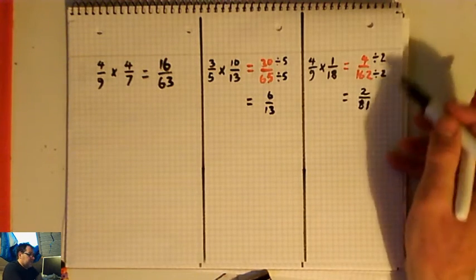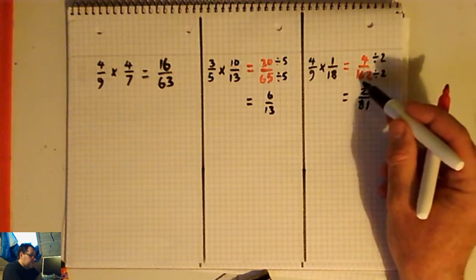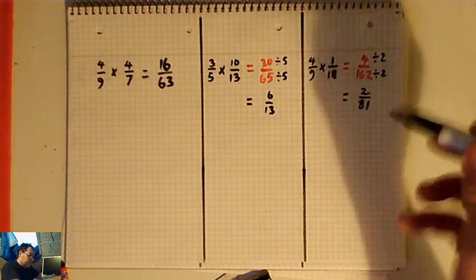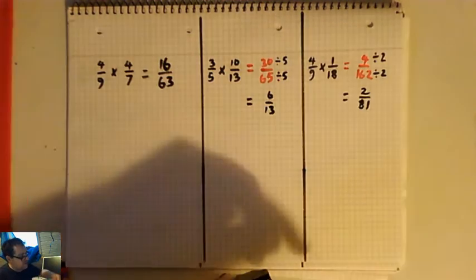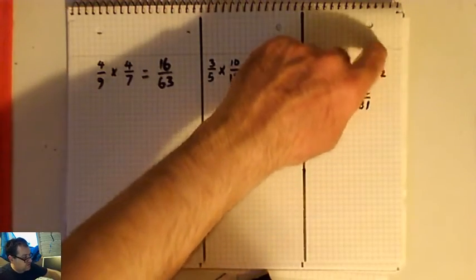So 4 divided by 2 is 2. 162 divided by 2 is 81. But I'm not dividing by 2. I'm really just dividing by 1. I'm dividing by 2 over 2.